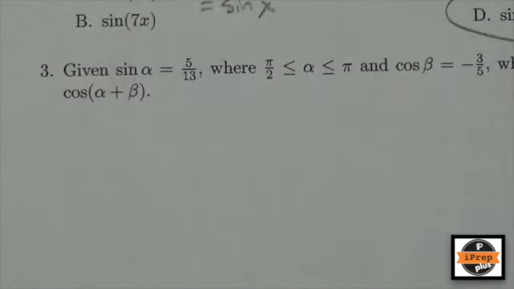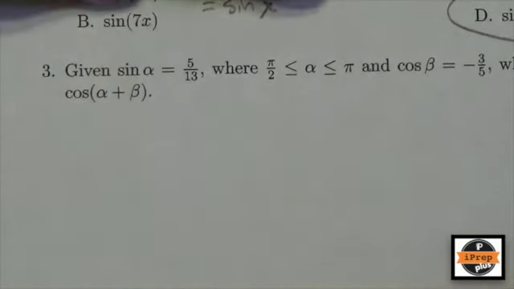Given the sine of alpha is equal to 5 over 13, where alpha is between pi over 2 and pi, and the cosine of beta is equal to negative 3 over 5, where beta is between pi and 3 pi over 2, state the exact value of the cosine of alpha plus beta. Okay, this is a good question here, because it really requires you to understand a fair bit of the trigonometry that we've looked at in this course thus far.